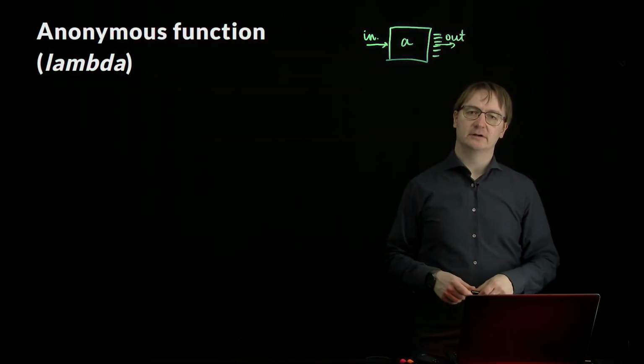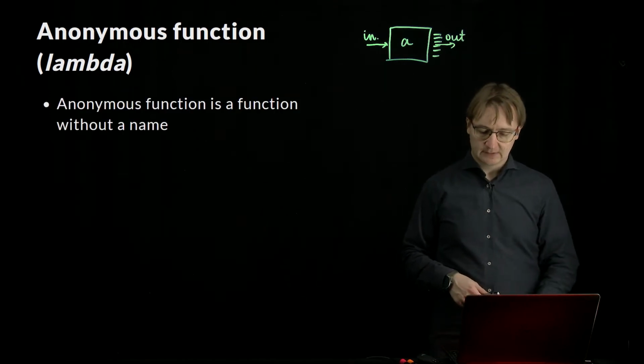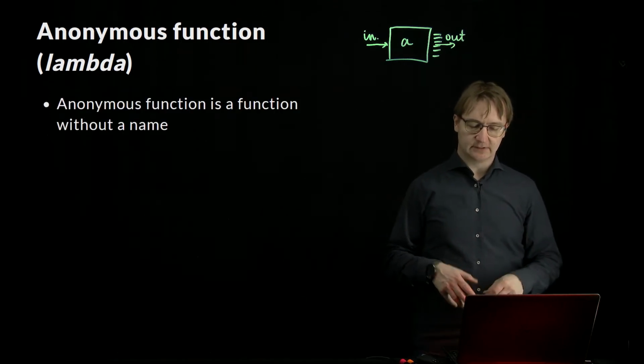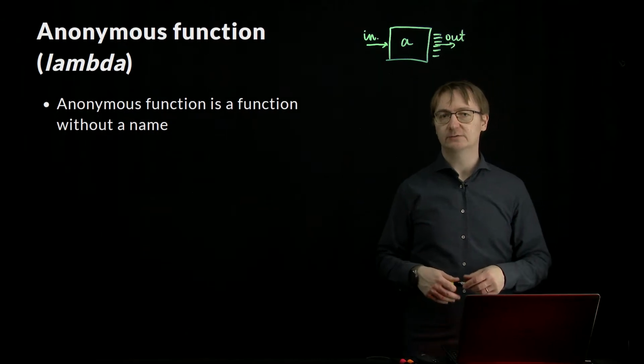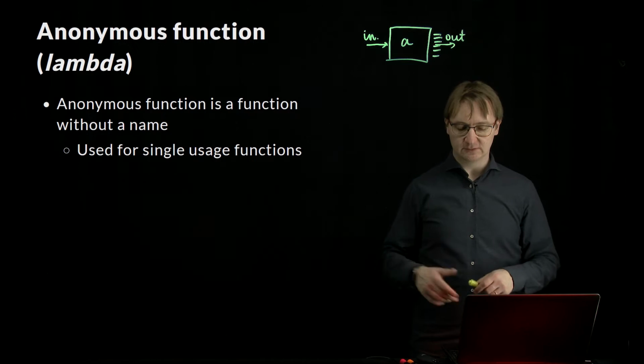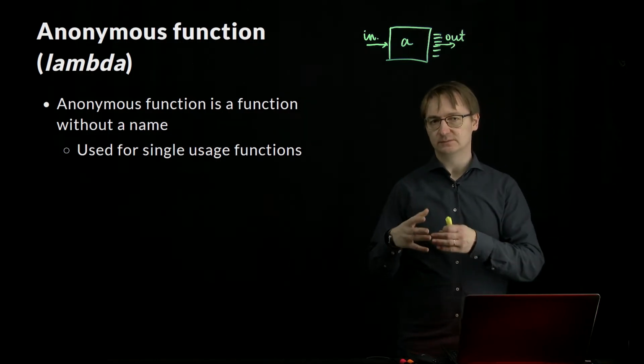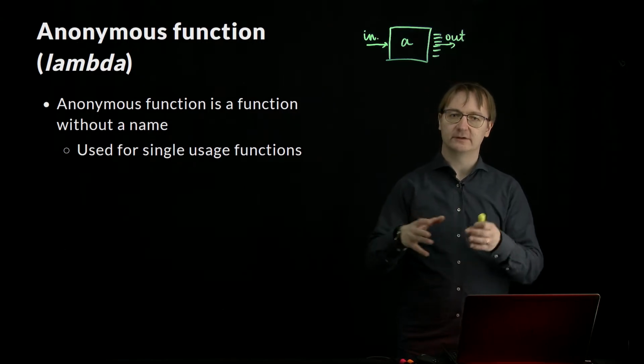Let's talk about anonymous function, also called lambda. An anonymous function is a function without a name. And we often use it in cases where we want to have some simple function for one-time use only.